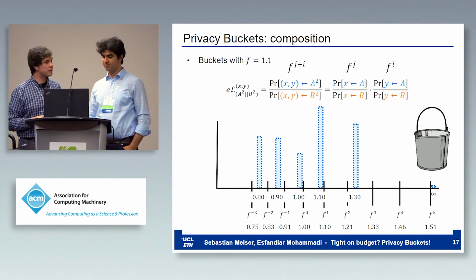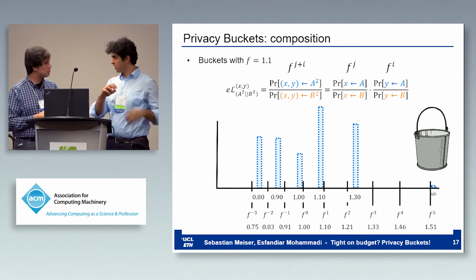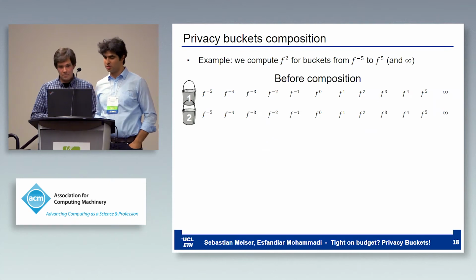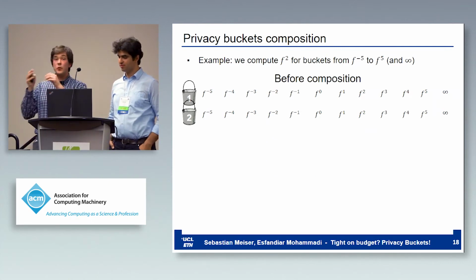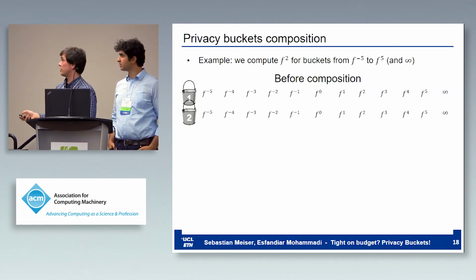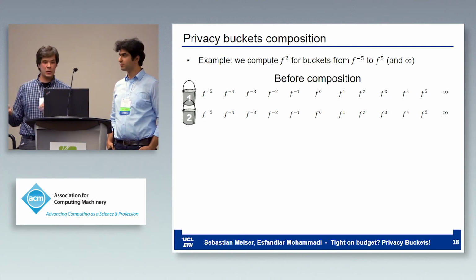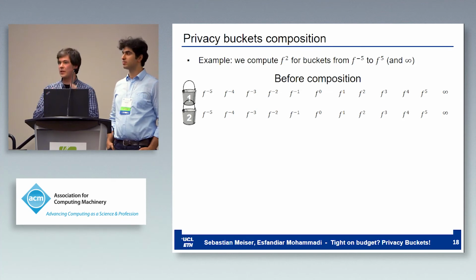Exactly. That's so simple. That's much easier. Yeah, that's why we did the exponentially distributed buckets, right? Yeah, cool. Exactly. So how does that look with the buckets? Okay, let's just say we have two such bucket distributions. The first one has f to the minus 5 to f to the 5, and the last one as well, and we have a special bucket for the infinities.